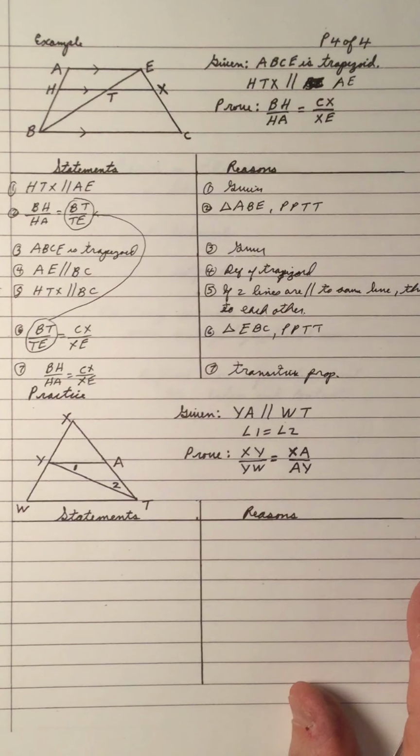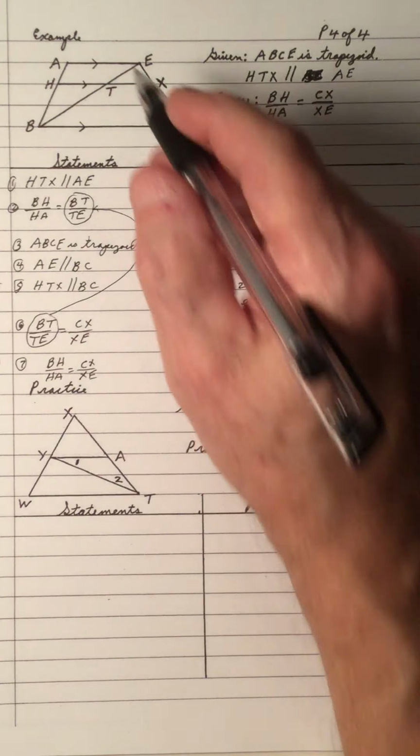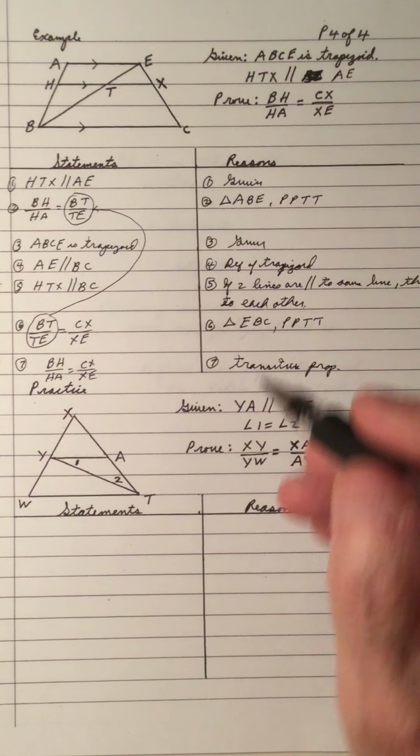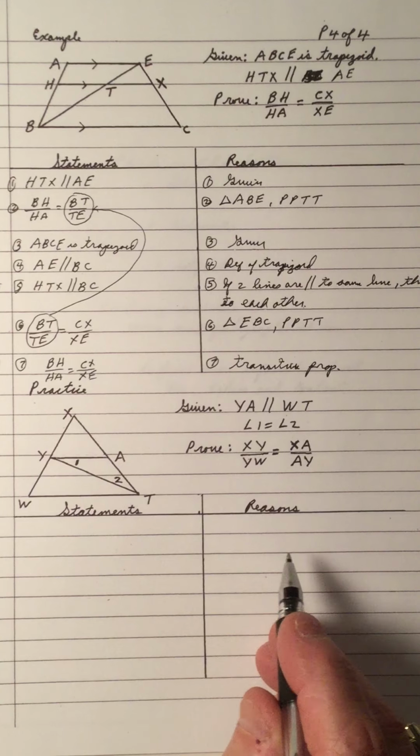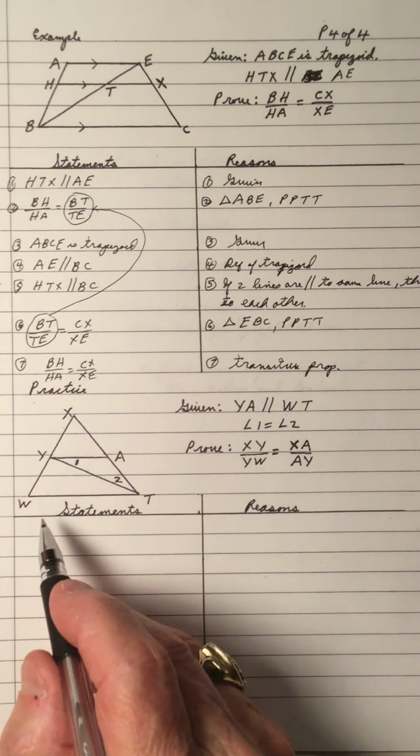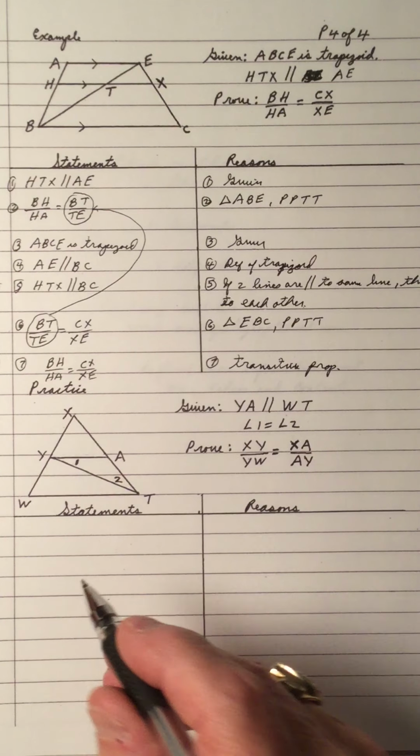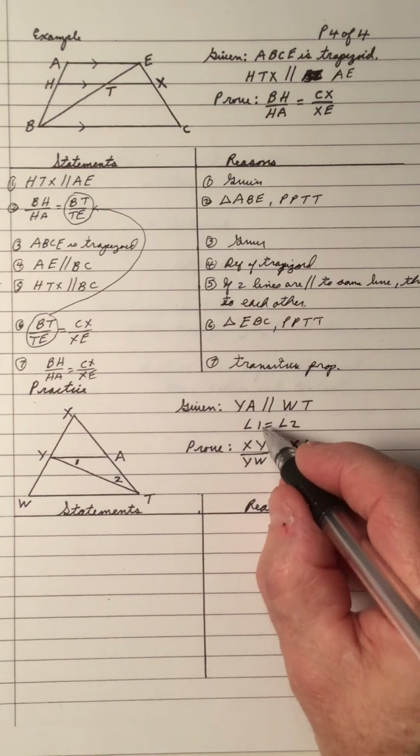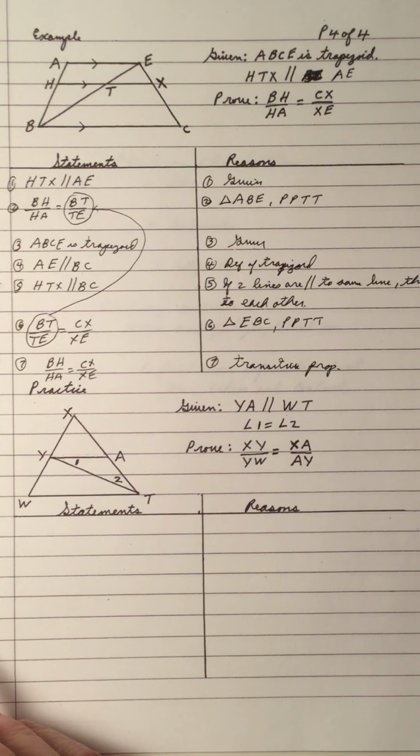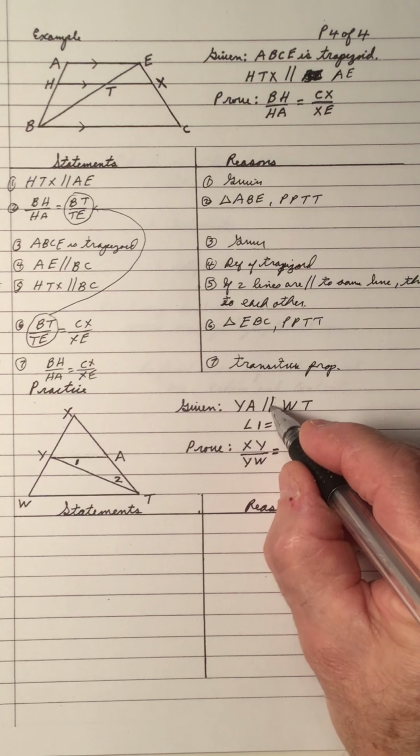Again, dealing with the idea of a trapezoid with opposite sides parallel, giving you two PPTTs. And now we have another proof to do, but this one is a practice. Practice means pause the video and see if you can work this one out. When you get it done, press play to see if you're right.